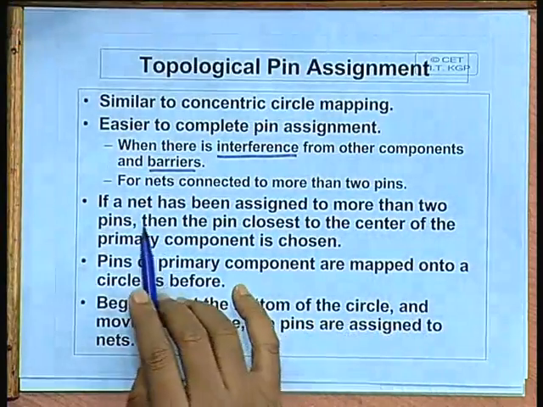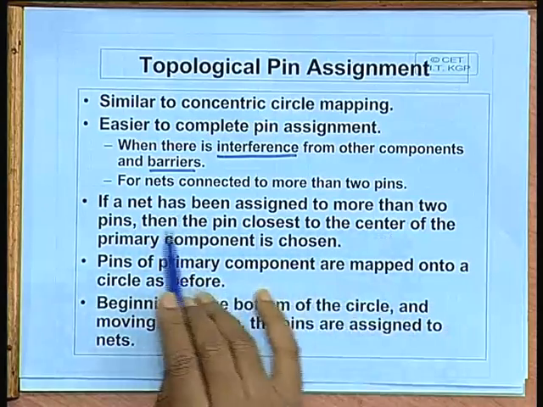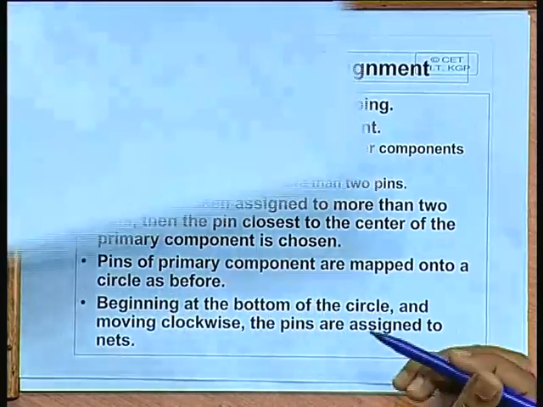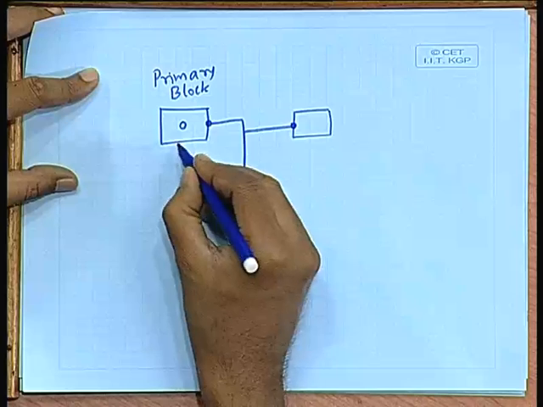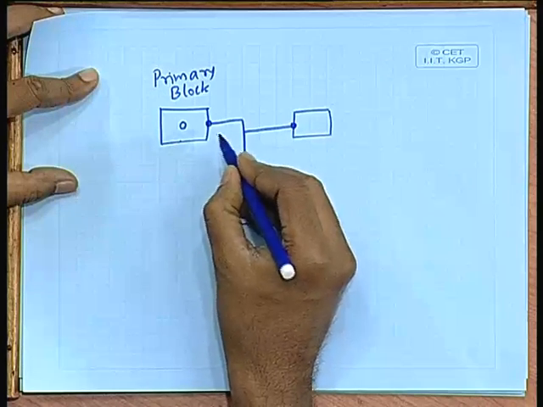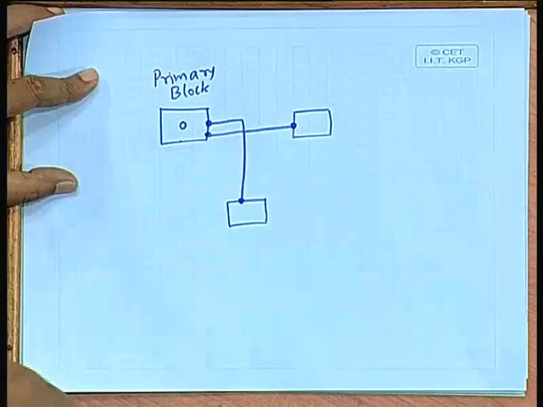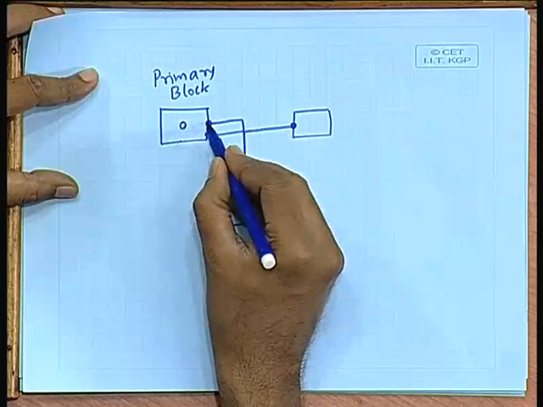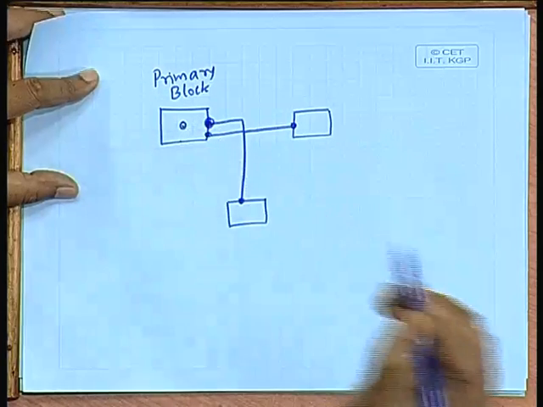Like you see what it says, if a net has been assigned to more than 2 pins, then the pin closest to the center of the primary component is chosen. This is the primary block and this is the pin closest to it. There can be another pin also. For example, there can be a pin out here also which also gets connected to the same net. So, in that case, among these two, which one is the closest, you take this. This is chosen as the center of this.